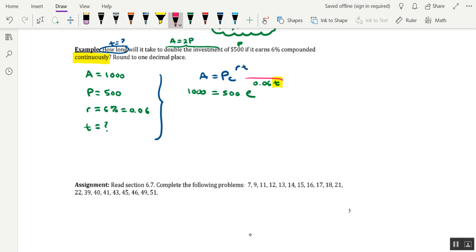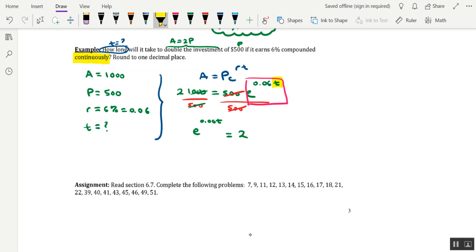One of the first things you want to do is isolate the exponential expression. We can do that by dividing each side by 500. That gets rid of the 500 that's in front of the exponential expression. I'm going to change the left-hand side to e to the 0.06t, and on the right-hand side, we know that 500 goes into 1,000 2 times.